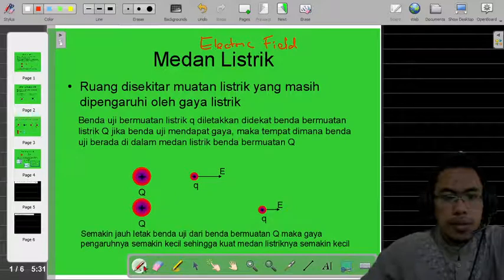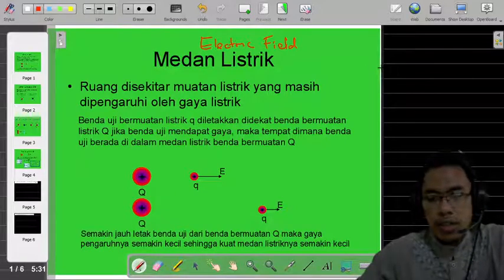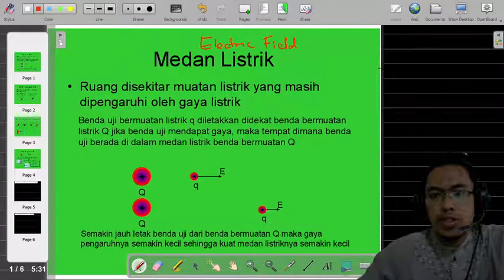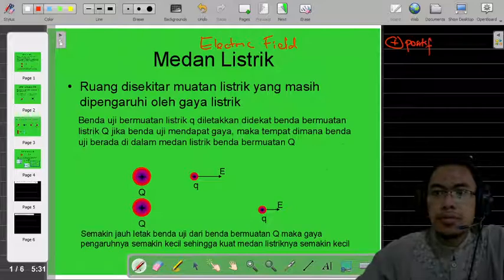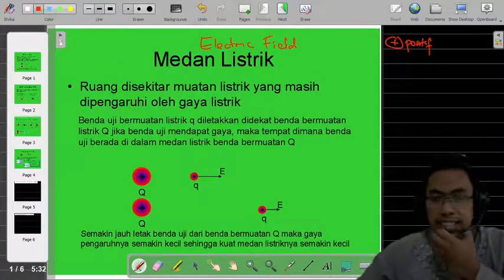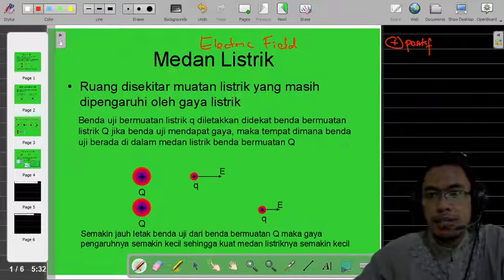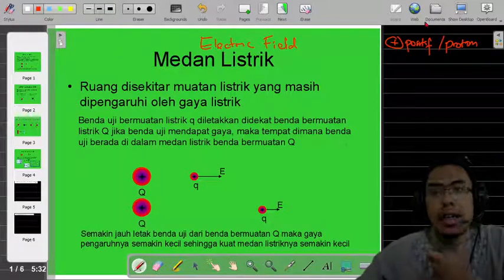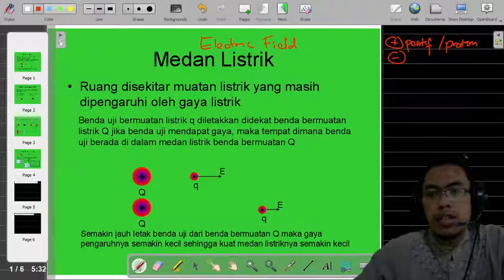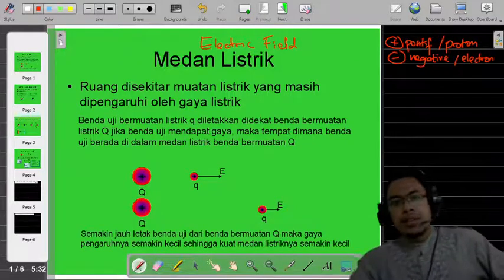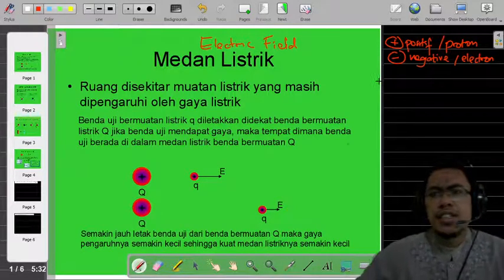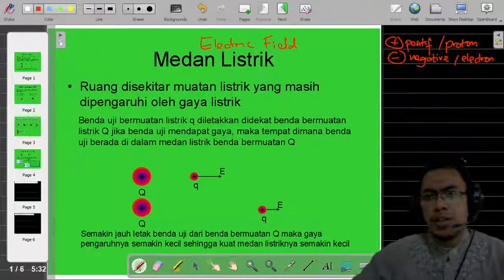As we know, there are two kinds of electric charge. The first one is positive, and the positive charge can be found in the proton part of an atom. The second one is the negative charge, which is the electron.